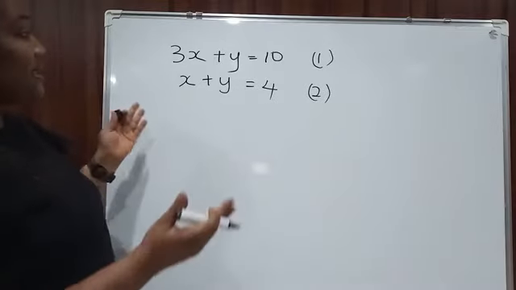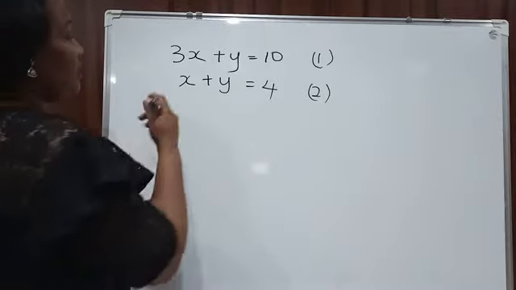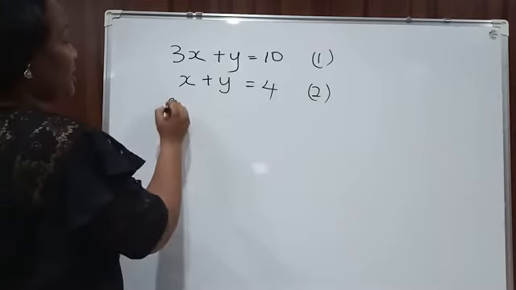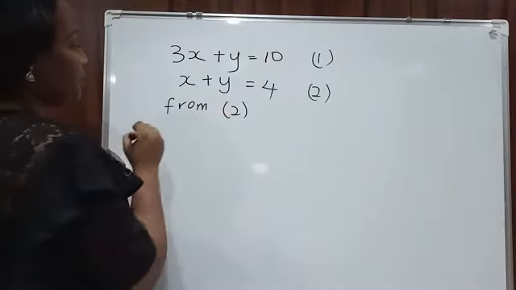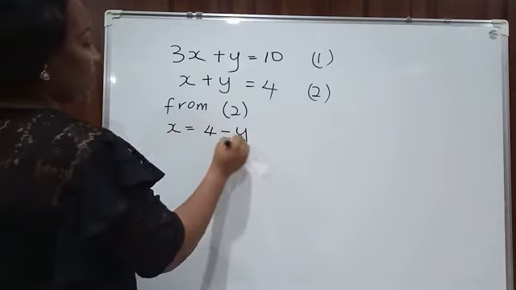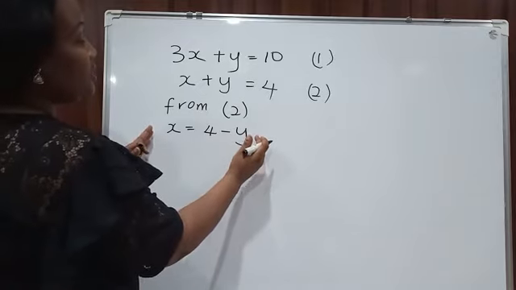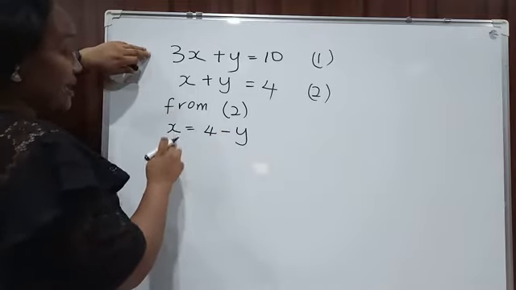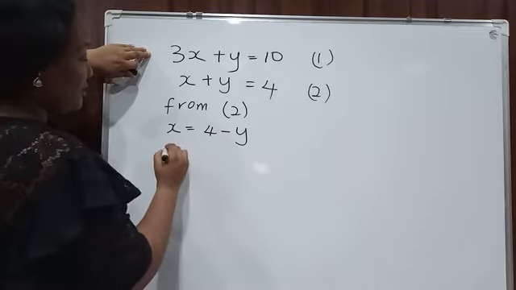Let's use equation 2. We make x the subject of the formula from equation 2. So from equation 2, x equals 4 minus y. Now you substitute this into equation 1. Anywhere you see x, you put 4 minus y. So we now have equation 1.